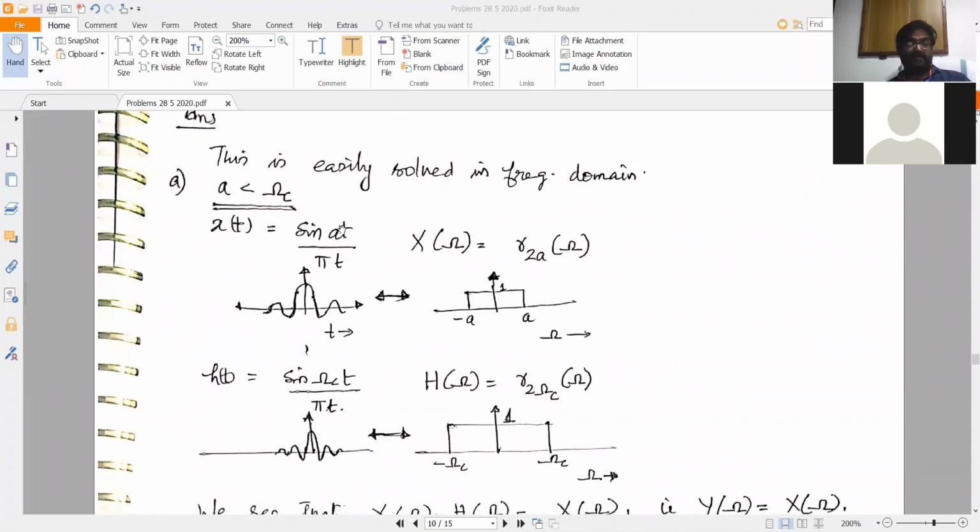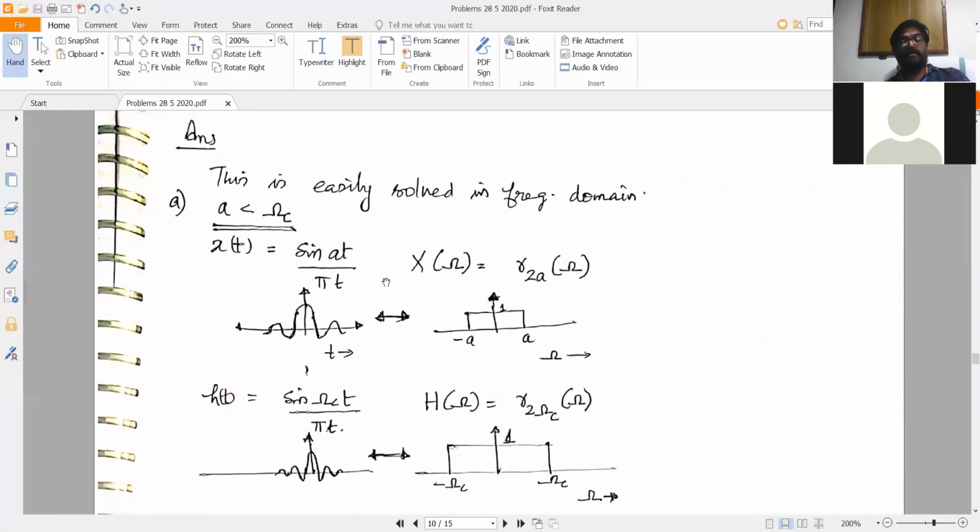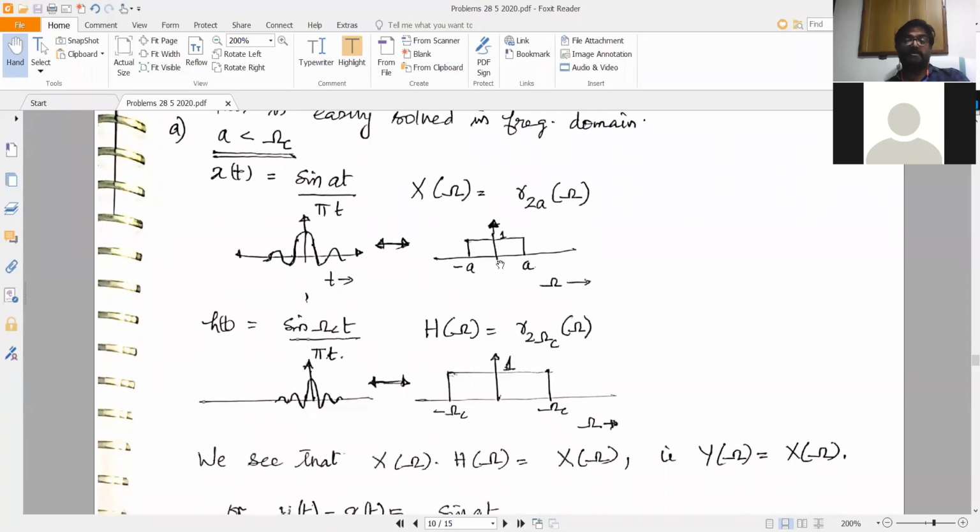A less than omega c will mean that x of t is equal to sin(at) by pi t. So you can now plot the frequency spectrum of x of t. This x of t, sin(at) by pi t, will have a spectrum, or Fourier transform, given by R2a of omega, which we have already seen. So R2a of omega can be written as: from minus a to plus a the value is equal to 1, and it is equal to 0 elsewhere.